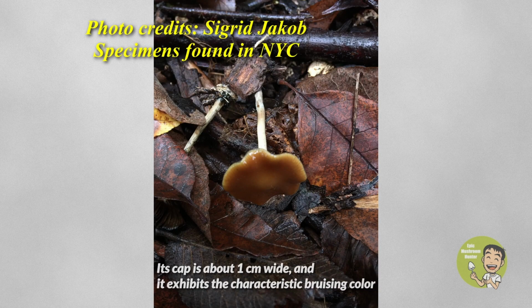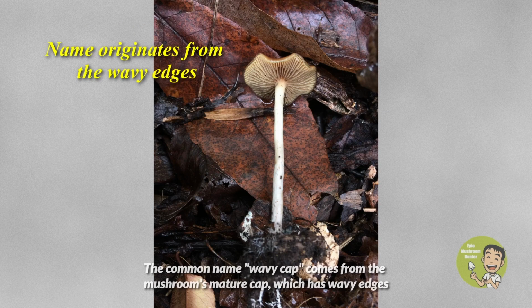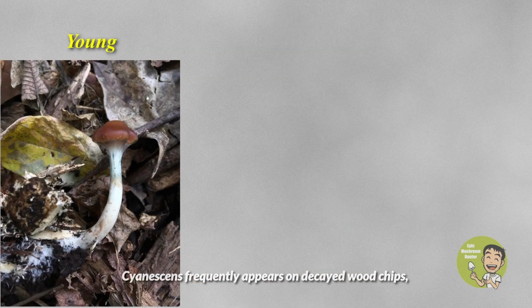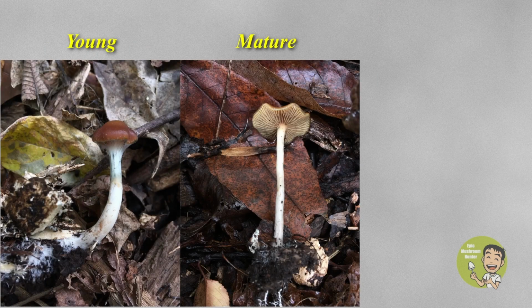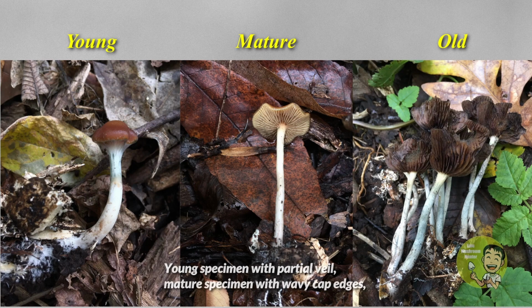Its cap is about 1 centimeter wide, and it exhibits the characteristic bruising color. The common name wavy cap comes from the mushroom's mature cap, which has wavy edges. Cyanescens frequently appears on decayed wood chips, as shown in the photos depicting different stages of its growth. Young specimen with partial veil, mature specimen with wavy cap edges, and old specimen with flipped over cap and black gills as a result of mature spores.